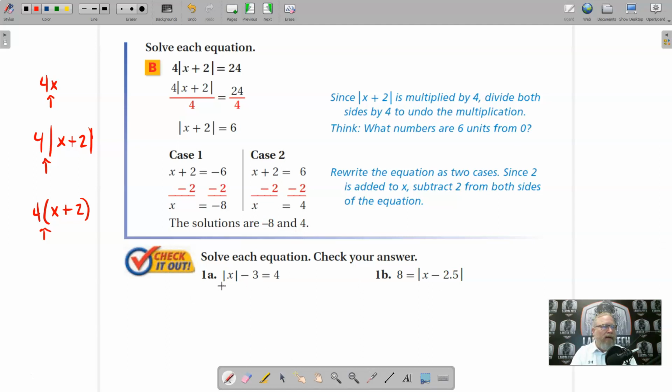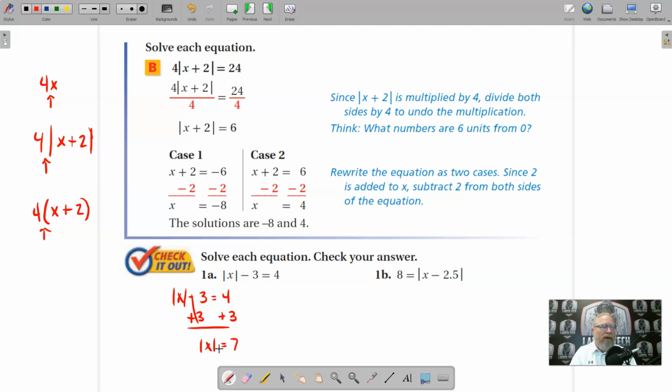Let's look at a couple examples here. We'll do the first one over here. So I have x minus the absolute value of x minus 3 equals 4. I need to get rid of the negative 3 because I want to isolate the absolute value, everything inside the absolute value sign. So I'm going to add 3. What I do to one side, I do to the other. The 3's are going to cancel each other. I'm going to end up with just the absolute value of x equals, in this case, 7.